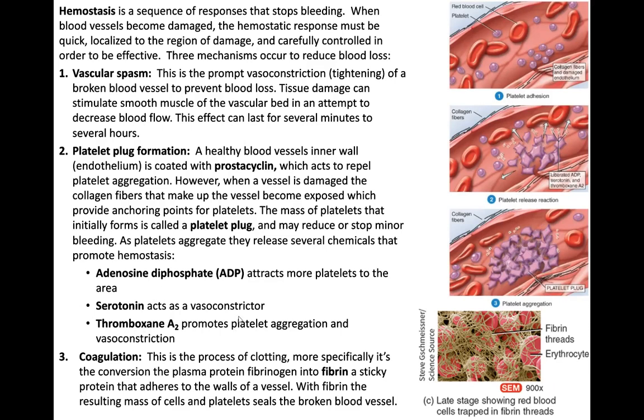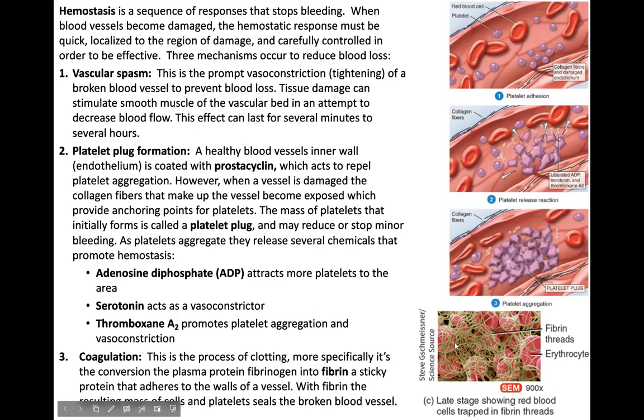ADP and thromboxane A2 also help with attracting the platelets. So platelet aggregation means, and that's what we're really seeing right here in figure 3. Now, the bottom figure is showing you actually what takes place last, the most complicated thing, which is coagulation, the process of clotting your blood, where we convert the plasma protein fibrinogen into fibrin, which is what this yellowy, stringy stuff is, a sticky protein that adheres to the walls of the vessel. With fibrin, the resulting mass of cells and platelets seals the broken blood vessel.